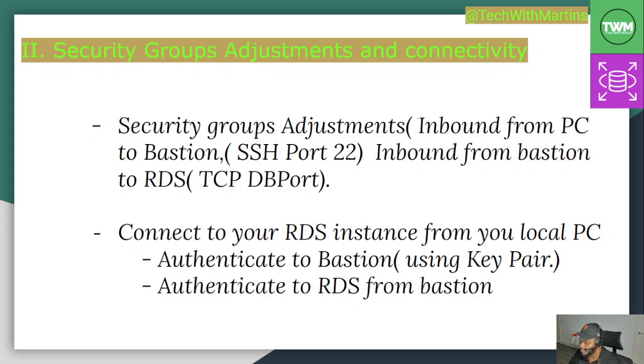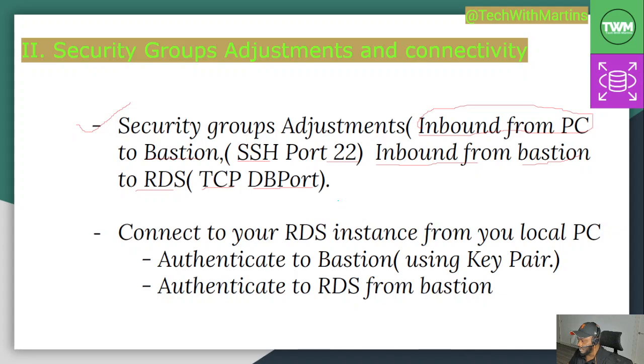You will need to do security group adjustments, as I told you. The very first thing is to adjust the security rules, that's the firewalls. You need to allow inbound traffic from your local PC to your Bastion host through SSH, secure shell, on port 22. Then you also need to allow inbound traffic from your Bastion host to your RDS instance through TCP, using your database port.